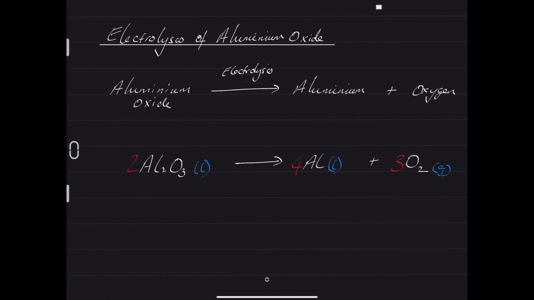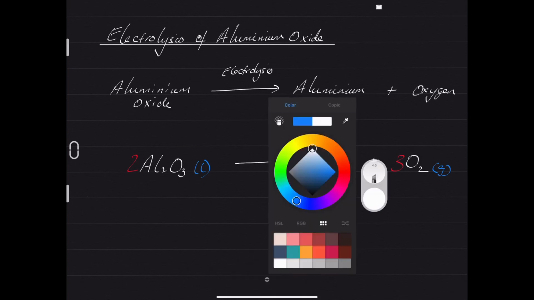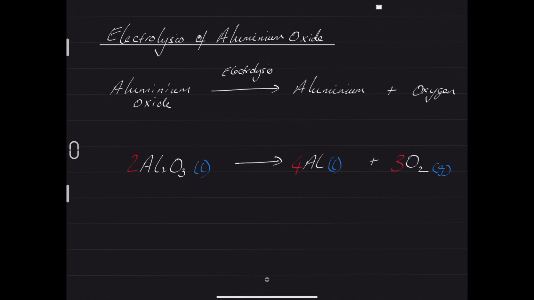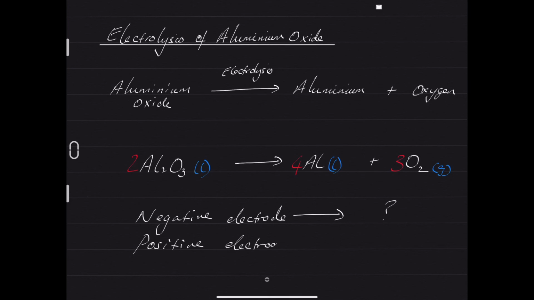On Teams now, I want you to type back to me what we call the negative electrode. So I want the name of the negative electrode. Then I want you to type back the positive electrode. So type back the names of each electrode, what we call them, on Teams now, please. So pause the video here and type back the answer to me.